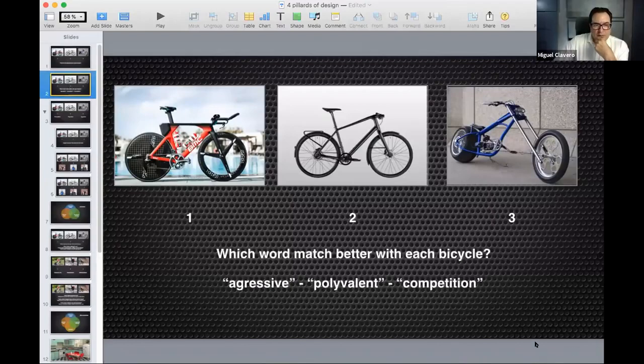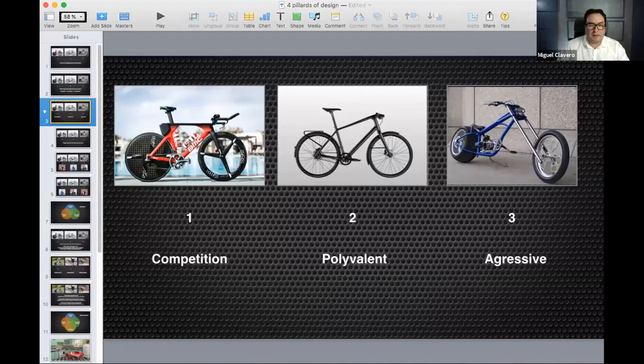The second question should be, which word matches better with each bicycle? Which one is aggressive? Which one is polyvalent? And which one is about competition? Maybe something like this. This is how we experience the emotional attitude of the product. This is the second pillar.